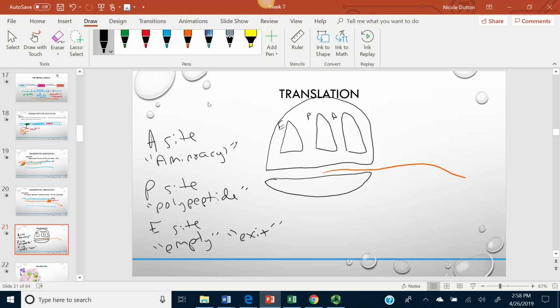So messenger RNA isn't just a string. If we look at messenger RNA closely, messenger RNA is a series of bases. So if we have A, C, U, G, A, U, G, C. Now the reason why I'm writing U's instead of T's is because this is RNA.